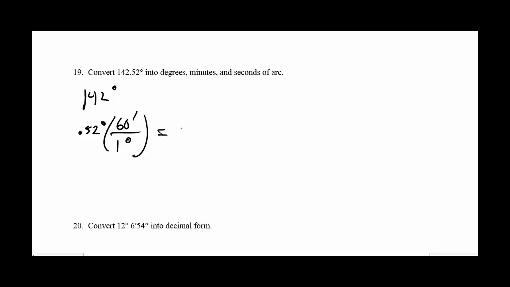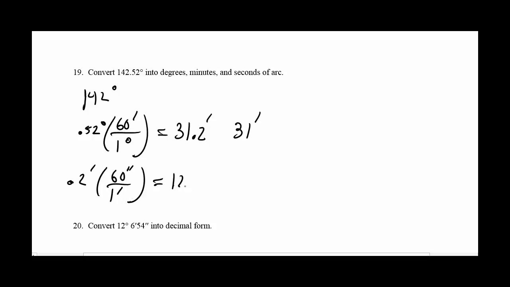So I get 31.2 minutes, right? So as far as minutes go, there's 31 minutes, but now the question is, how many seconds are in 0.2 of a minute? Well, in 1 minute there are 60 seconds. So then I want to take the 0.2 times the 60, and that gives me 12 seconds.